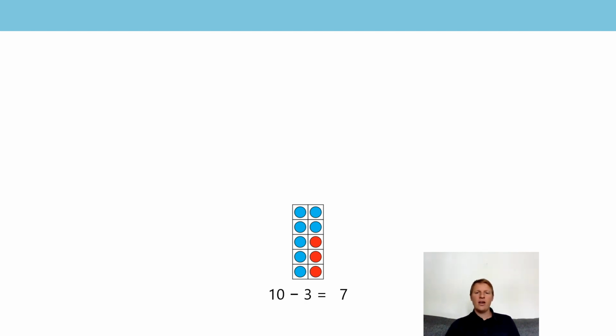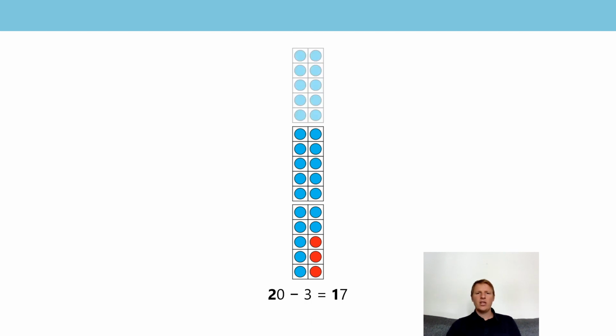Now I want to show you that sequence again. So we started off with 10 subtract 3 is 7. See if you can notice any patterns. We then added 10 more and changed it to 20 subtract 3 is 17. We then added 10 more again and changed it to 30 subtract 3 is 27. Did you notice a pattern? Let me show you them all together.